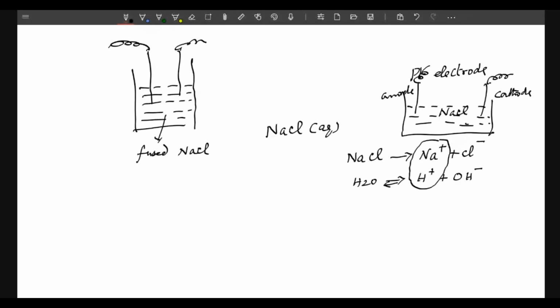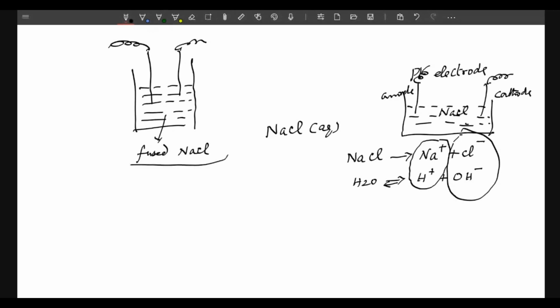And on the anode side, what are the anions present? Cl minus and OH minus. Compare the discharge potential of chloride and OH minus. Chlorine gas would be evolved. Therefore, whenever you electrolyze aqueous sodium chloride, you will have hydrogen at the cathode and chlorine at the anode.